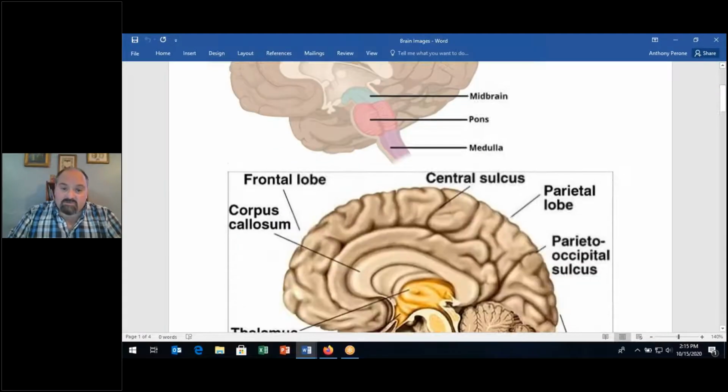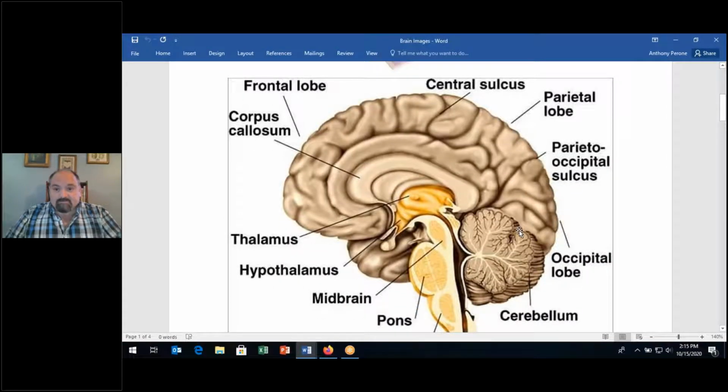So let's now go to the next image here. And what we're seeing, folks, is again a right cerebral hemisphere. So we have the anterior, the front, we have the posterior, the back. We've removed the left side, and now we're left with what's going on within the right cerebral hemisphere. This is called the cingulate gyrus right here, and it's superior to this area called the corpus callosum.